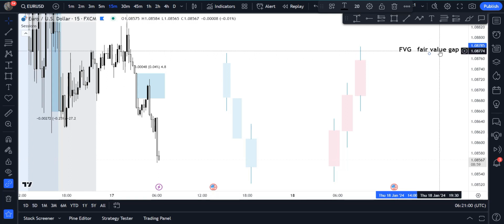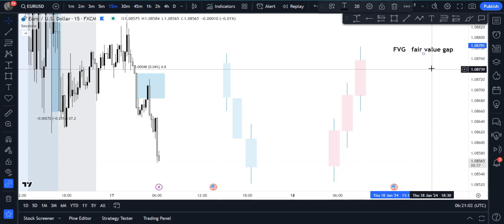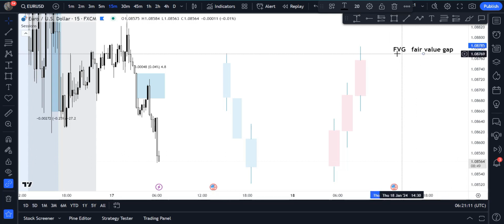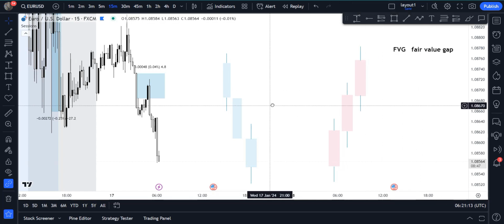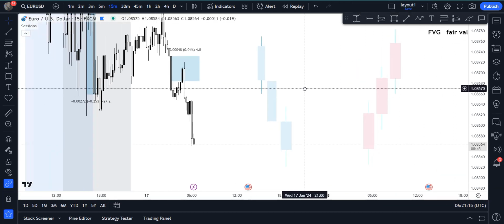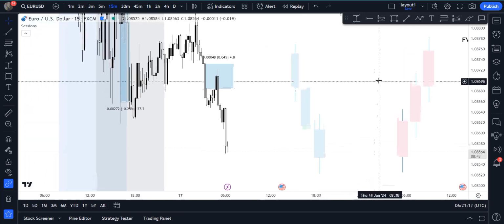So what is this concept all about and what does it mean? Some people also consider it an imbalance, or you can say FVG. Some people say imbalance, some people say FVG. It's completely fine, both are the same concept. It's actually a three candlestick pattern that we have to follow.